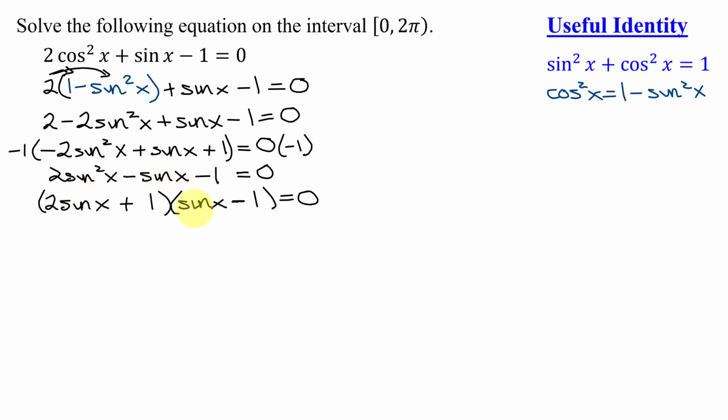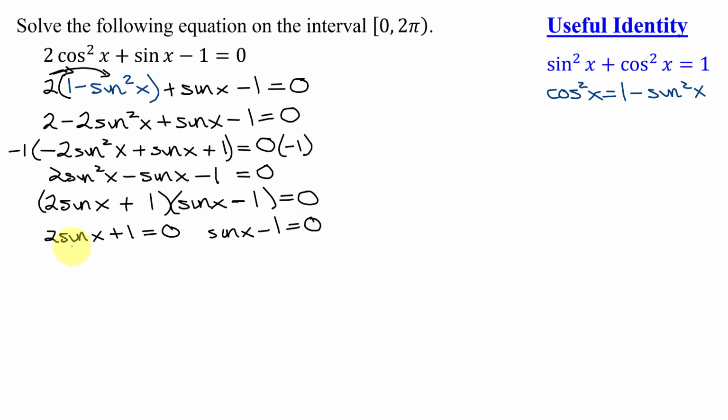2 sine x times sine x is 2 sine squared x. 2 sine x times negative 1 is negative 2 sine x. 1 times sine x is positive sine x. And negative 2 sine x plus sine x is negative 1 sine x. And lastly, 1 times negative 1 is negative 1. Now we've factored it, set each factor equal to 0. So 2 sine x plus 1 equals 0, and sine x minus 1 equals 0.